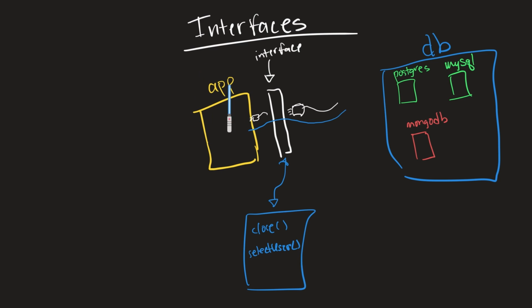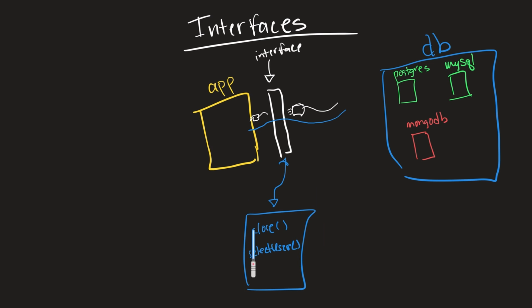And from the application perspective, the application doesn't need to know the implementation details. Like the application doesn't need to know how Postgres is implementing the close method or the select user method, because from the application perspective, all it cares about is whether or not it can call this close method and whether or not it can call this select user method.